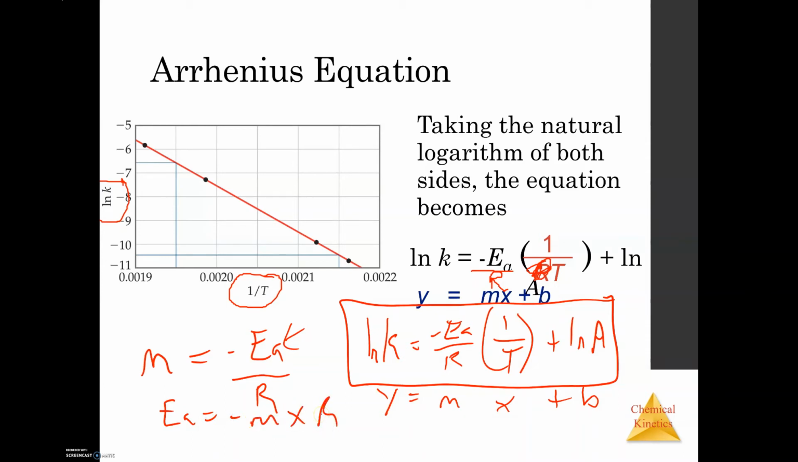Now, I will be showing you a problem on the next slide or so. We're going to do an example that illustrates the Arrhenius equation and how we go about using it to solve for the activation energy.